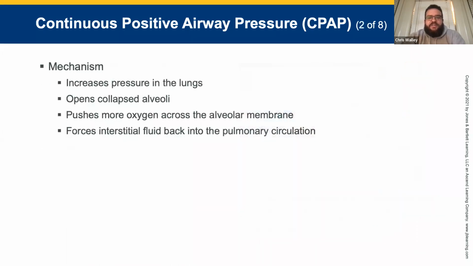So CPAP increases the pressure in the lungs, which opens the collapsed alveoli and pushes oxygen across the alveolar membrane. It forces fluid back into the pulmonary circulation. So we're trying to just get rid of that fluid. We want to push it out into the interstitial space. We don't want that fluid sticking around. It needs to get out of there. So CPAP is what makes that fluid get pushed out of the respiratory tract.